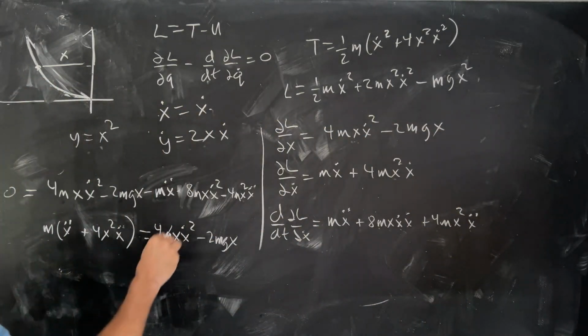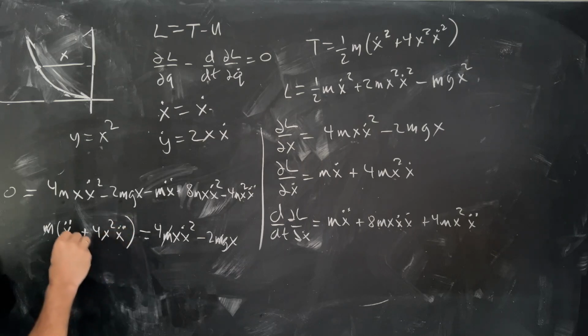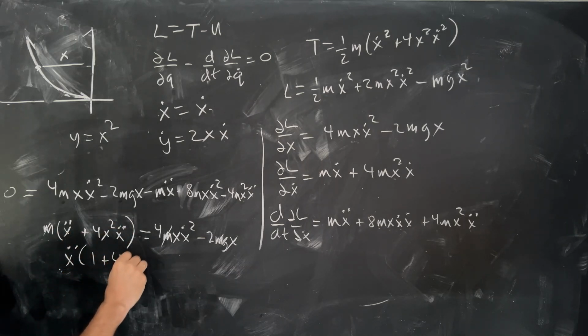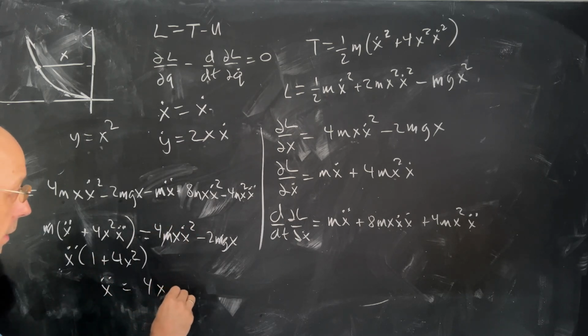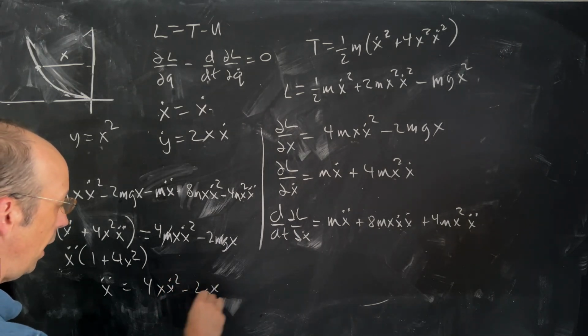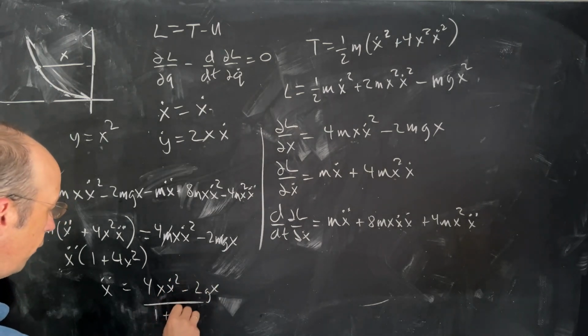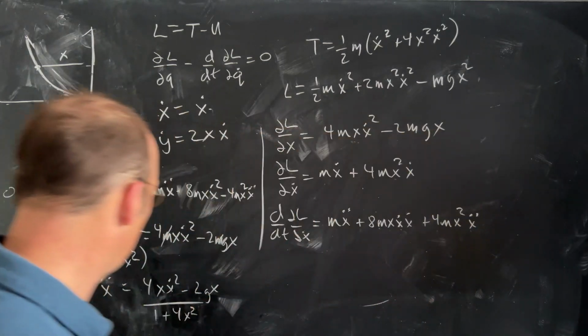Okay, so the mass cancels. And now that's an x double dot. I can factor this out: x double dot times 1 plus 4x squared. I can divide both sides, and I get x double dot is going to be equal to 4x x dot squared minus 2gx over 1 plus 4x squared. Whoa. Okay, that's what I got before.